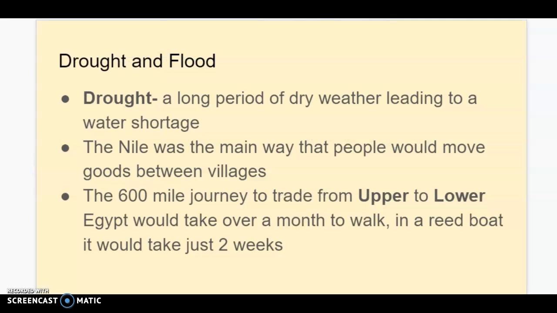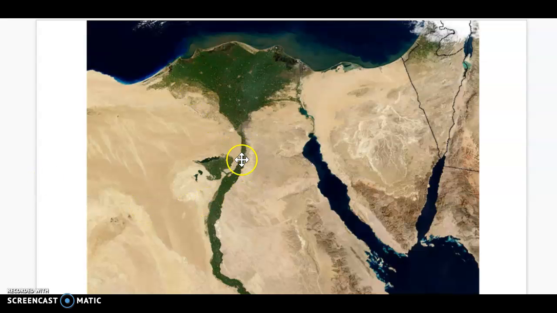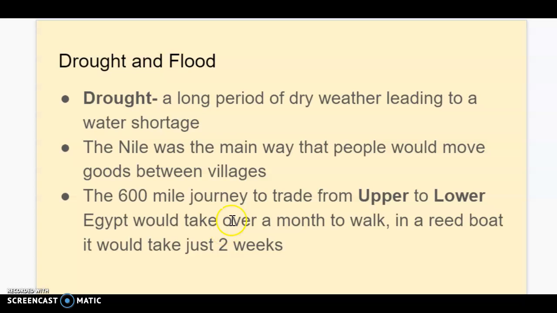So the Nile was the main way that people would move goods, trade goods between villages and up and down that Nile River. If you look here, you would have villages, and then later on cities and towns up and down on both sides of the Nile River. And you could walk it on foot, or you can use the superhighway, which was the river itself.